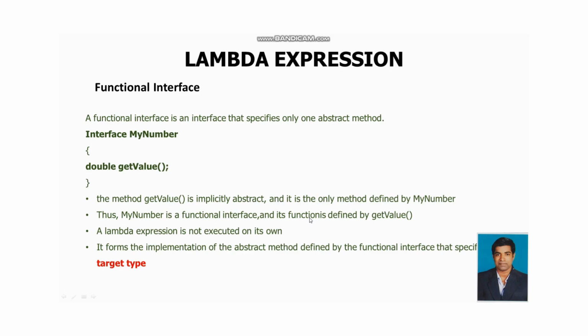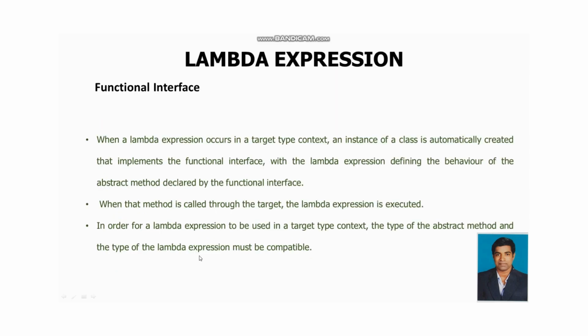And a lambda expression is not executed on its own. It forms the implementation of the abstract method defined by the functional interface that specifies its target type. When a lambda expression occurs in a target type context, an instance of a class is automatically created that implements the functional interface, with the lambda expression defining the behavior of the abstract method declared by the functional interface. When that method is called through the target, the lambda expression is executed. In order for a lambda expression to be used in a target type context, the type of the abstract method and the type of the lambda expression must be compatible.